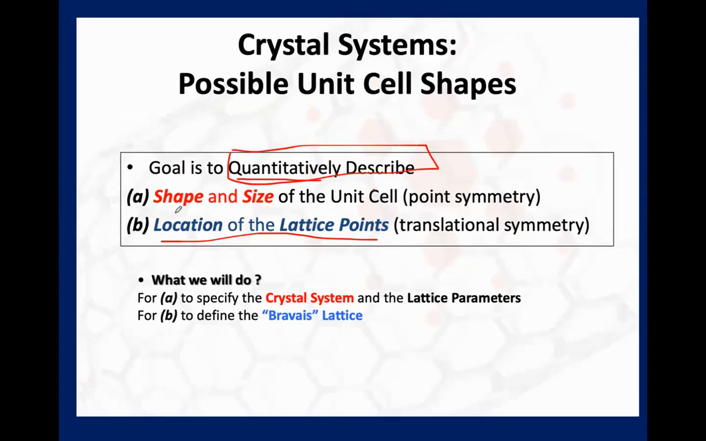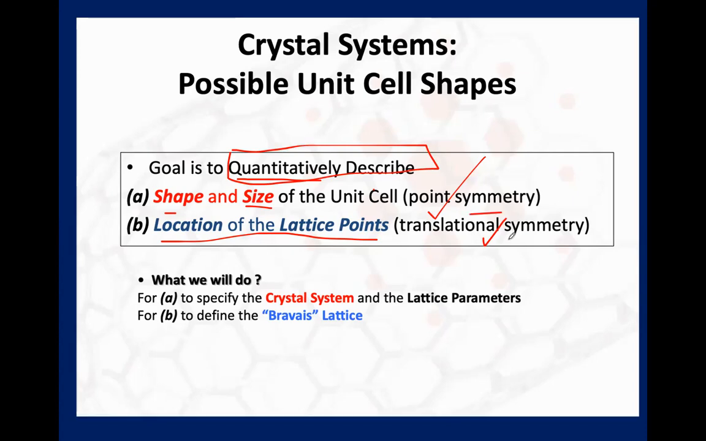So these are some important points that we have to consider about the quantitative description of crystals, right? Unit cell shape and size is important, and also the location of the lattice points. That means the relative positioning of these lattice points is also important. These two aspects we call by separate terminologies. One is point symmetry and the other one is translational symmetry. These two aspects of this unit cell arrangement are described in terms of symmetry, right?